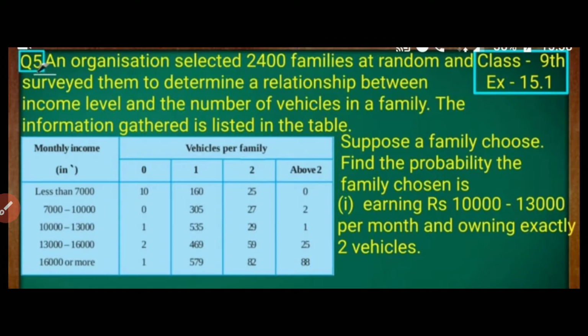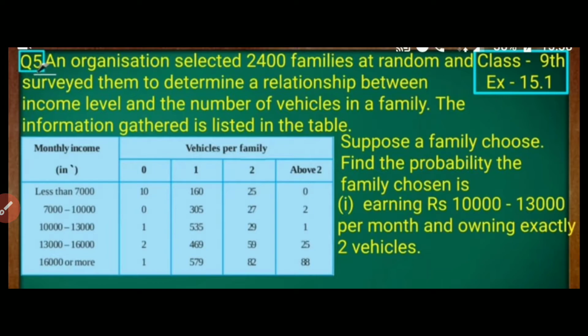When we see the first table, the income is less than 7,000 per month. In that income source, for 0 vehicles there are 10 families, for one vehicle there are 160 families, for two vehicles 25 families are available, and above two vehicles 0 for less than 7,000 income. Similarly, the data is given for the 7,000 to 10,000 income source, 10,000 to 13,000, and 13,000 to 16,000.